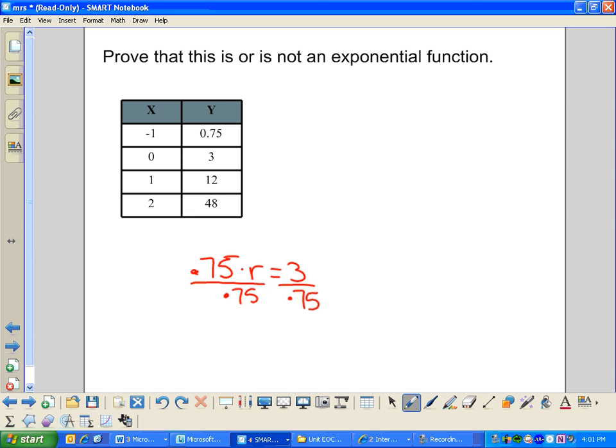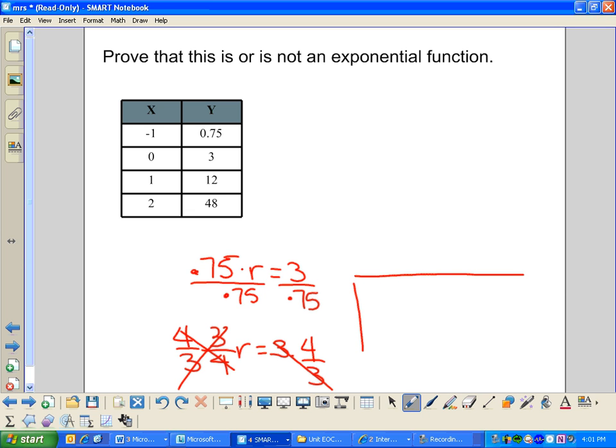If you'd rather work it as a fraction, which is easier for me, you could say 3/4 times r equals 3. And how do I get rid of this 3/4? I want that to be 1. I multiply it by its reciprocal, 4/3. And then what do you get for r? Keep on working this. If it's an exponential function, let me know. If it's not an exponential function, see if it's a linear or a quadratic. And write the answer right there.